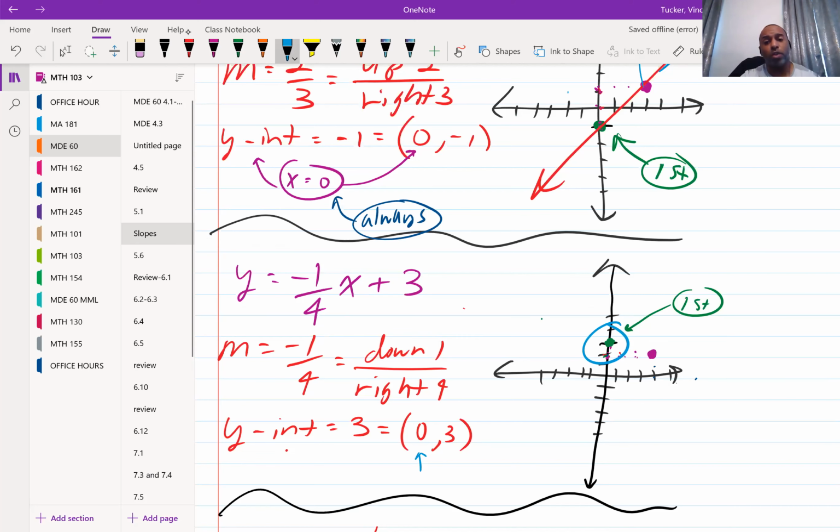Just went up 3 on the y-axis. And then from that point, just like your classmate just mentioned, from that point, we go down 1, right 4. And that's how we get to this purple point. Once you have those 2 points, that's all you need. And whoa, missed the line. Okay, let's see if I can make it better. Yeah, still kind of missed it, but it's good enough. And so that's your line. Any problems? Any problems?